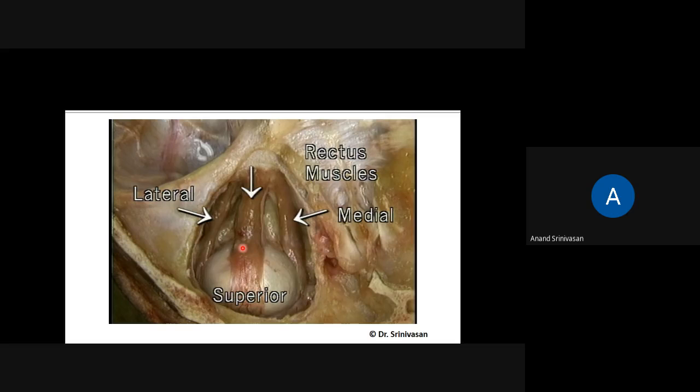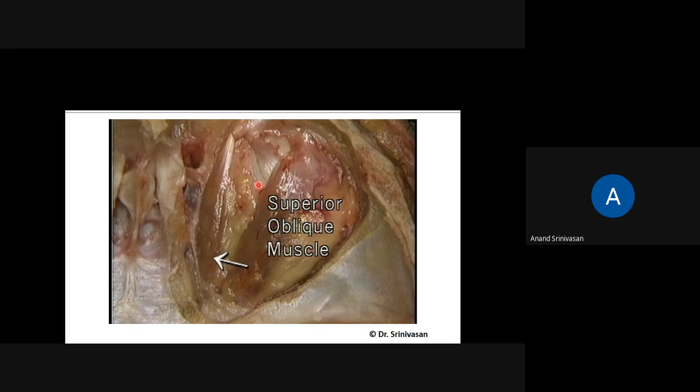Now what happens when the superior rectus contracts? It pulls the eyeball up, so the person will look above.